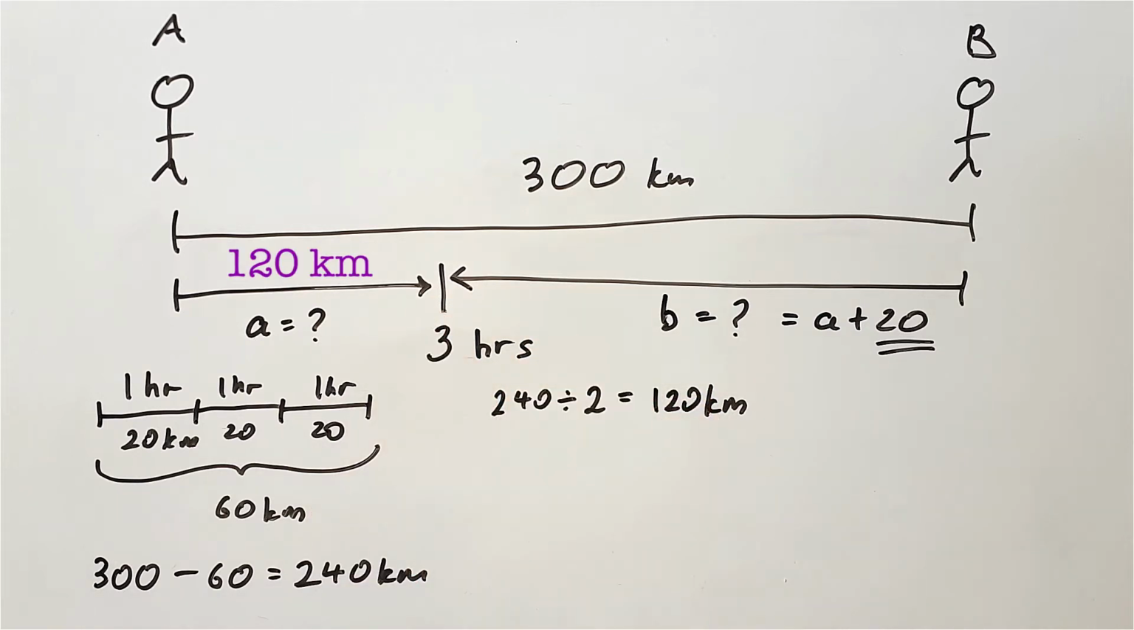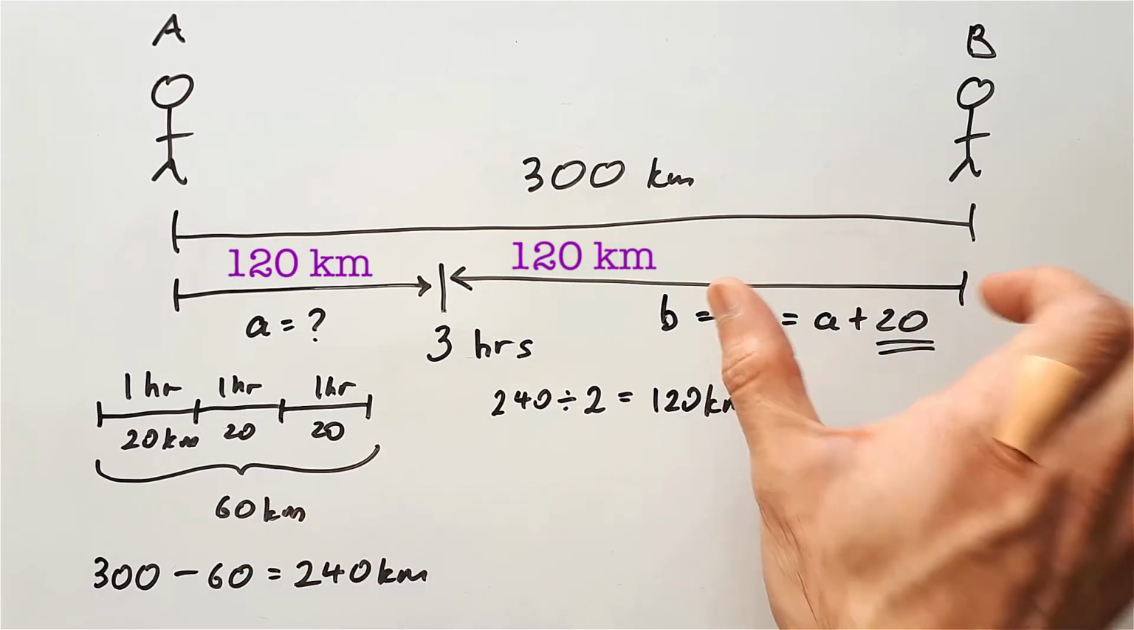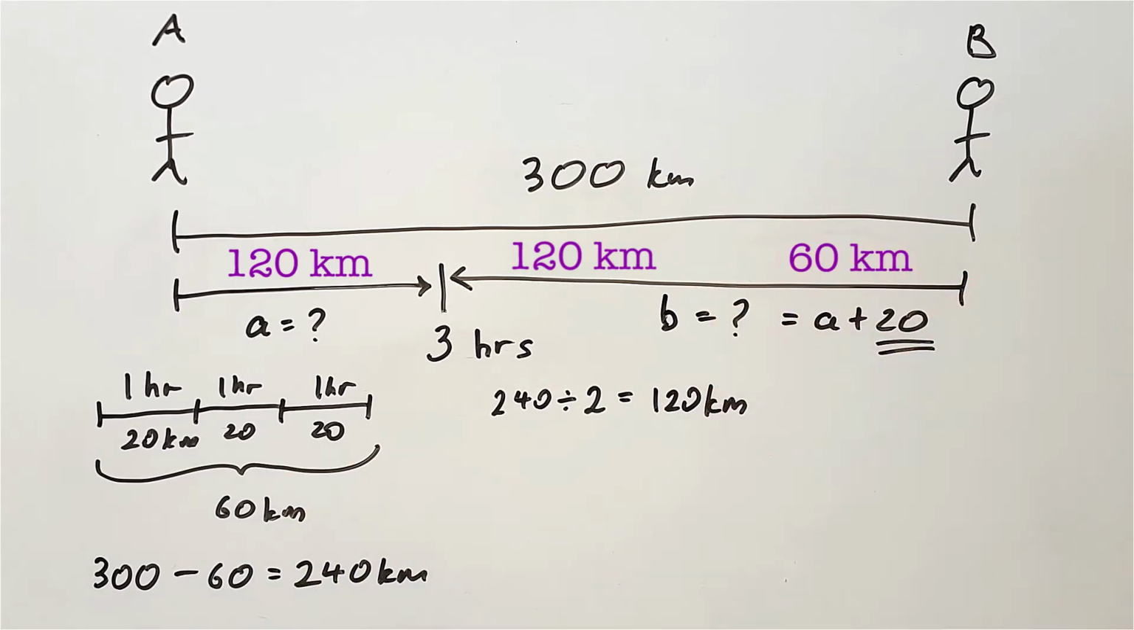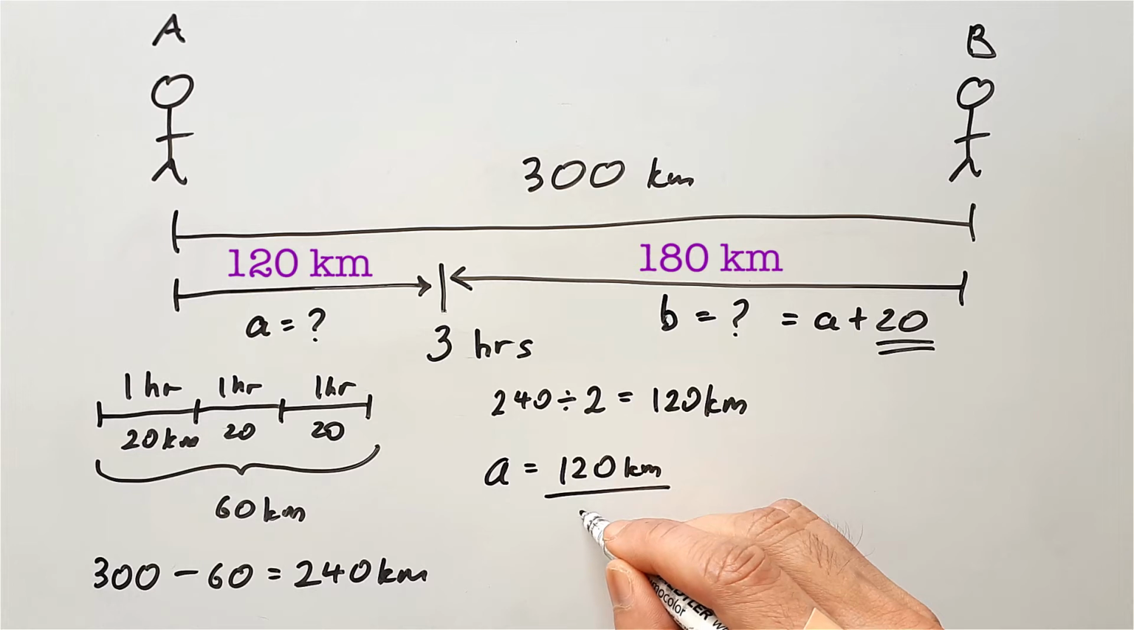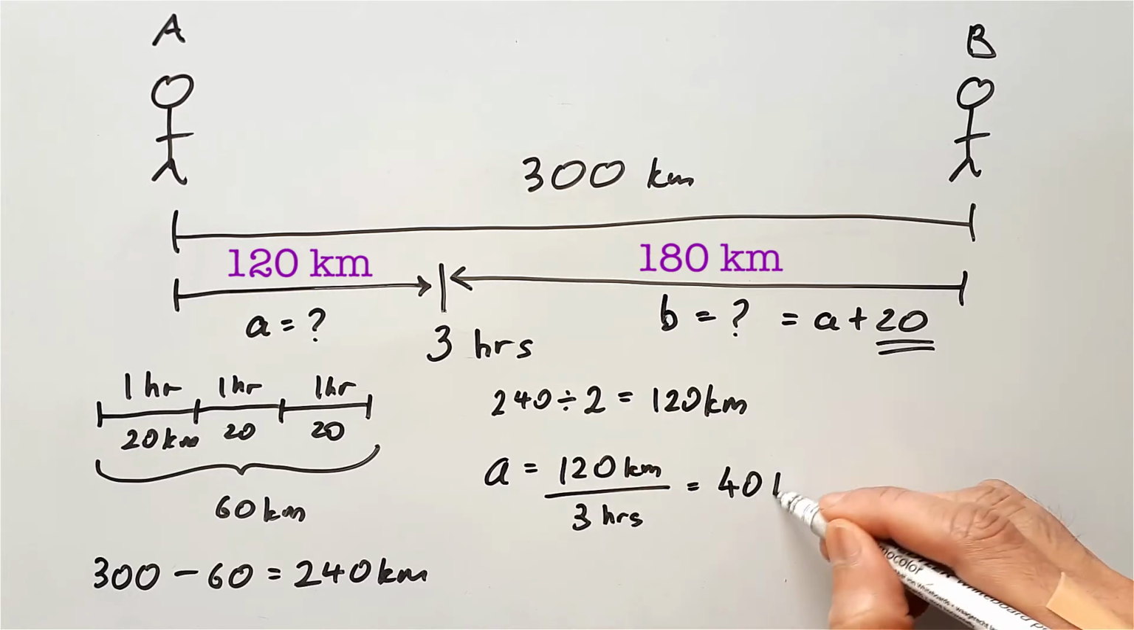which means Andy would have covered a total of 120 kilometers, while Bob would have covered 120 plus the extra 20 every hour, which is 60 kilometers in total, which means Bob would have covered a total of 120 plus 60, which is 180 kilometers. Since we now have all the information, we can find Andy's speed, so a is 120 kilometers divided by 3 hours, which equals 40 kilometers per hour.